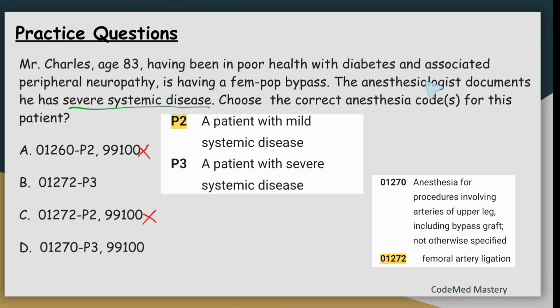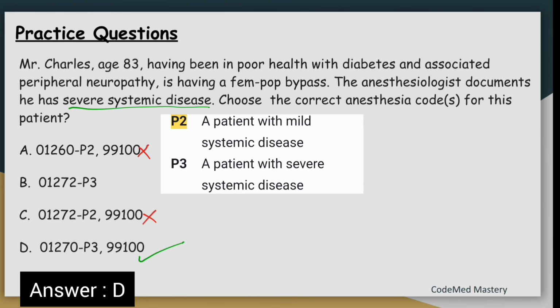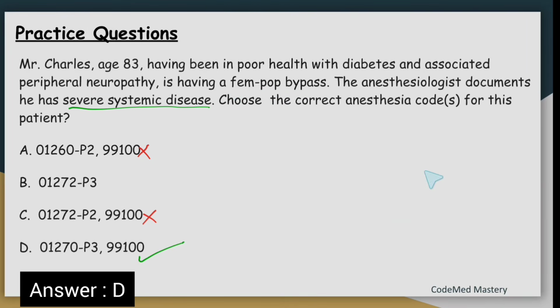In this scenario, they have mentioned the patient is having a femoropopliteal bypass. So it is matching with the code 01270, which is for anesthesia for procedures involving arteries of upper leg, including bypass graft. So 01270 is the right code. Option D will be the right answer. 01272 is wrong because that is for femoral artery ligation. But we have to code for femoropopliteal bypass, that is 01270. So we'll eliminate option B.